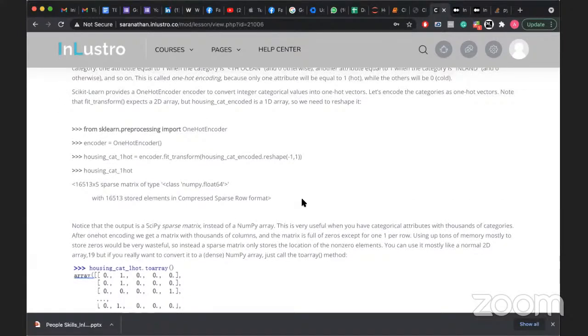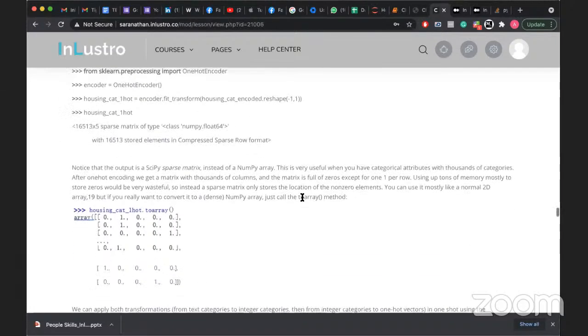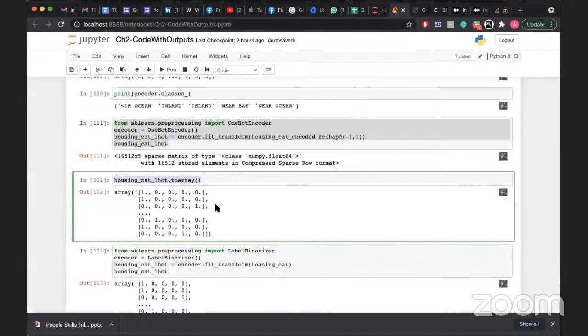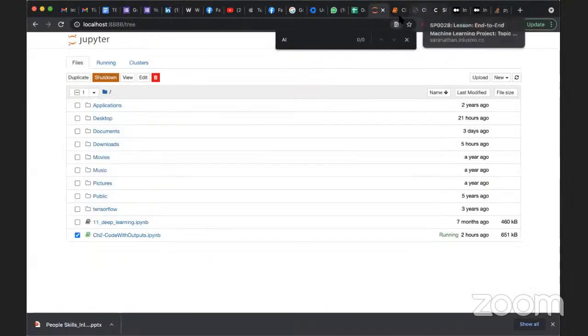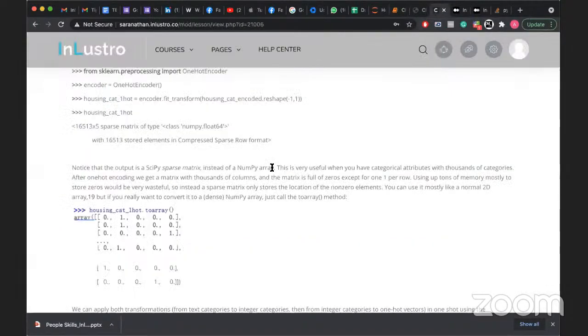So the output is a SciPy sparse matrix. It's not a NumPy array. It's very useful when you have categorical attributes with thousands of categories. After one hot encoding, we get a matrix with thousands of columns full of zeros, where only one column is going to be 1. So you're using tons of memory, mostly to store zeros, which is very wasteful. So a sparse matrix stores only the locations of the non-zero elements. It's like a normal 2D array, but if you want to convert it into a dense NumPy array, all you have to do is call the toarray function. Is that clear, everyone? So moving on.